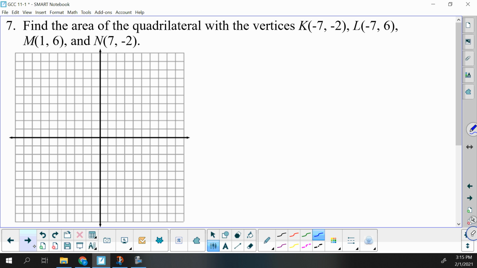All right, last one for today. We'll plot these points. We're going 7 left and 2 down. Then we're going 7 left and 6 up. 1 right and 6 up. And then 7 right and 2 down.